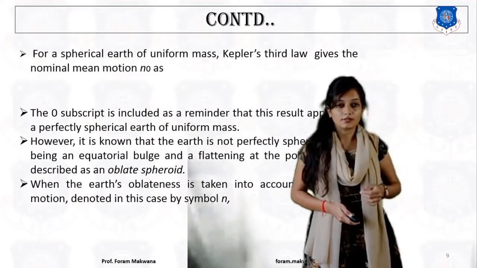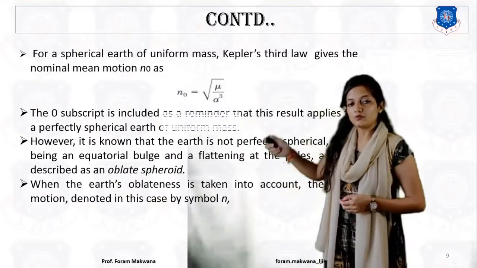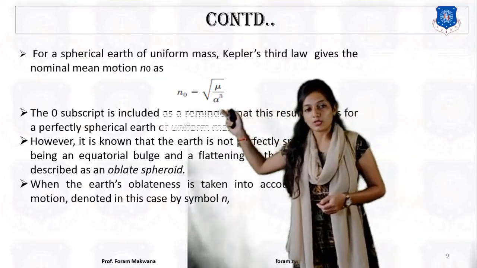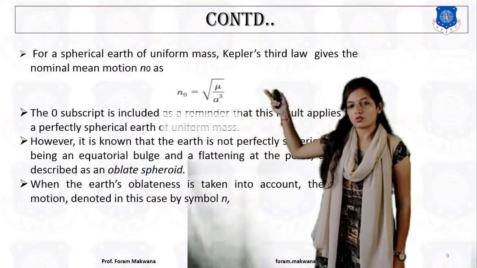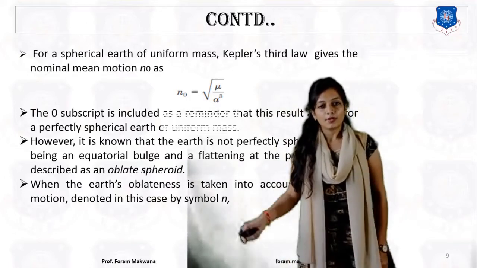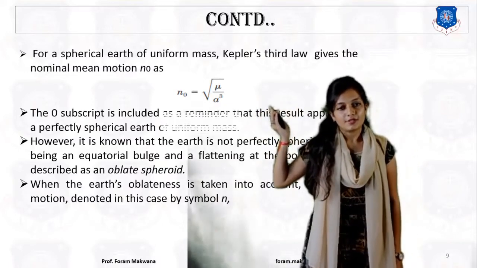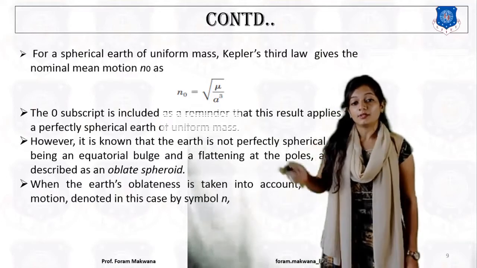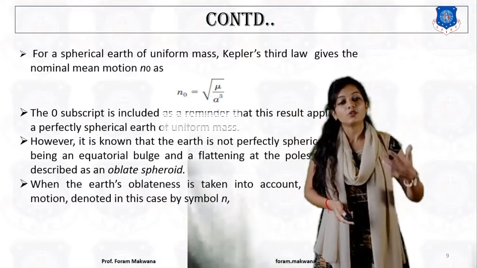So for the spherical Earth, which has a uniform mass, Kepler's third law gives the normal mean motion, that is eta 0 equals the square root of mu upon a cubed. What is mu? That is the geocentric gravitational constant. The value is 3.986 into 10 raised to 5. Small a is the semi-major axis and eta 0 is the mean motion. So we can say that the zero subscript indicates this result applies to the perfectly spherical Earth which has a uniform mass.